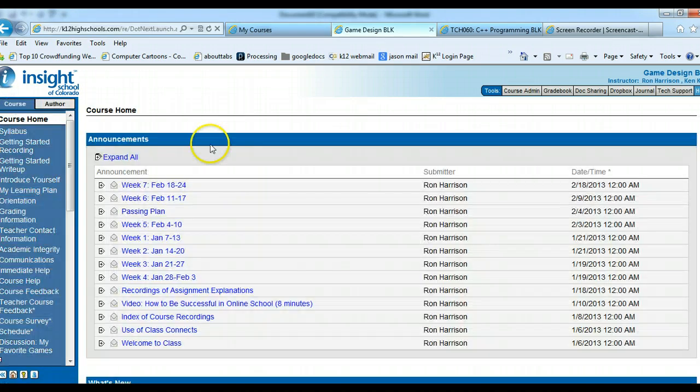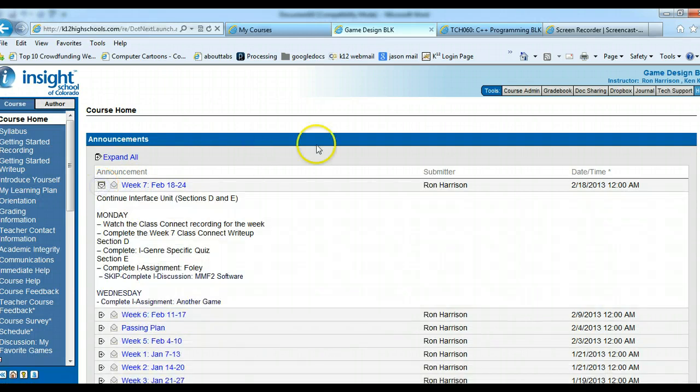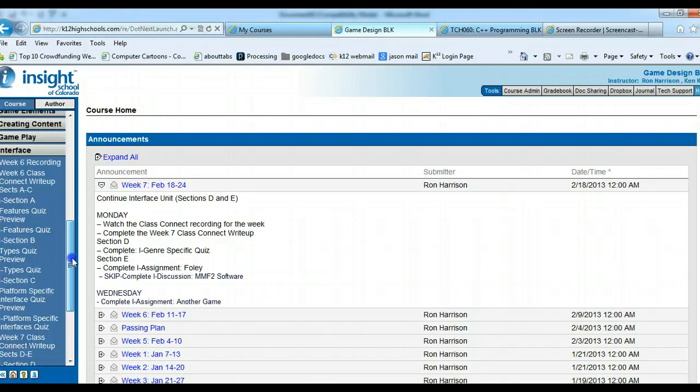So anyway, you can see the work that you're going to be doing, and in this one you're not only going to download the software for the class and work on creating a game, but you're also going to be doing some sound effect activities. So let's go ahead and jump into section D in the interface unit.